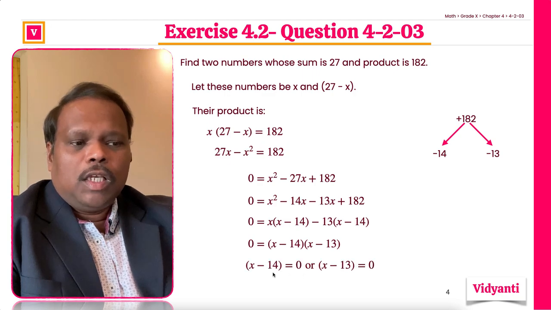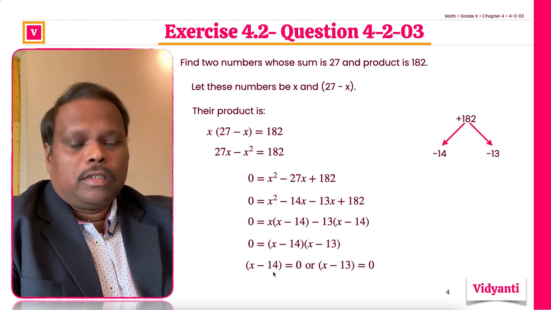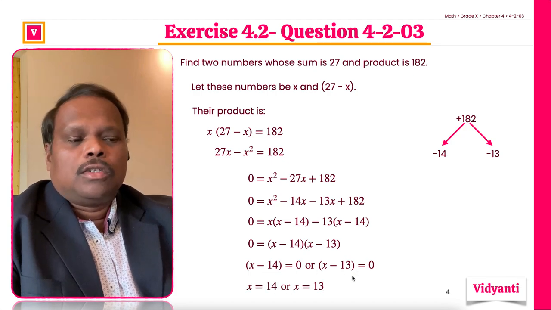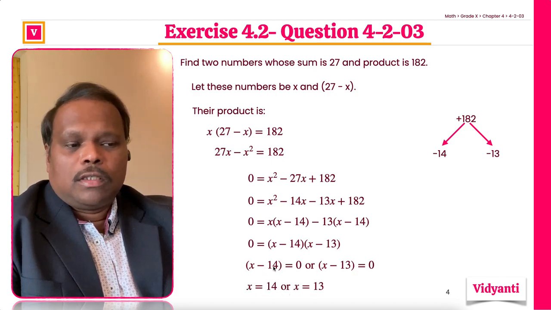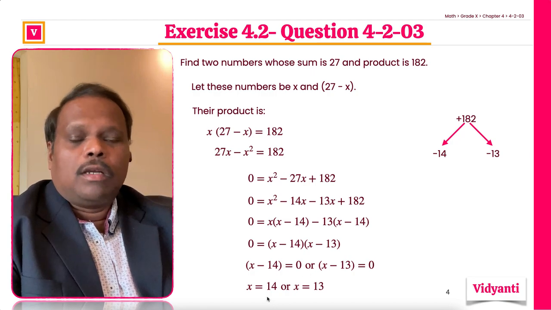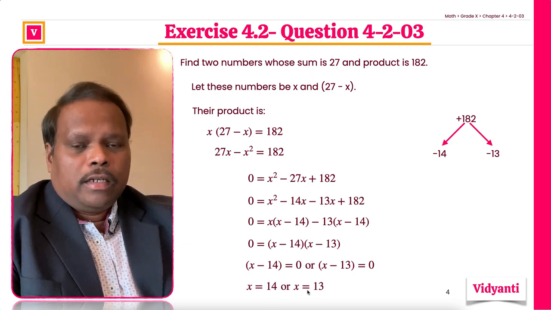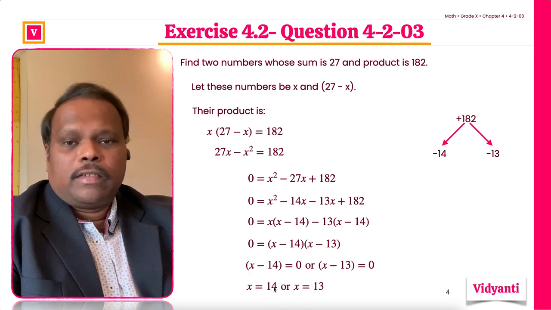So that means each of the factors is going to be 0. So either x minus 14 is 0 or x minus 13 is 0. So that gives us x equal to 14, because this negative 14 transferred to the other side becomes positive 14. Same thing here, x will become 13. So either one of these answers technically is correct, because let's assume that this answer is correct.